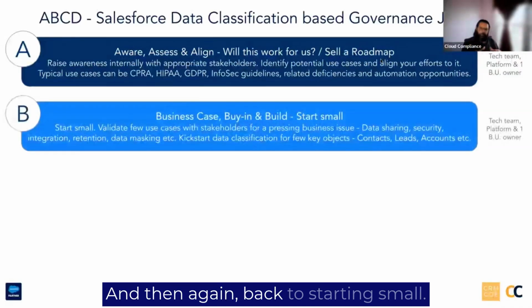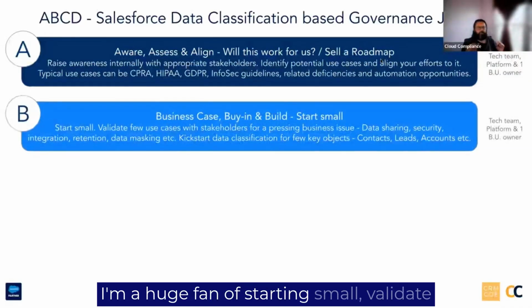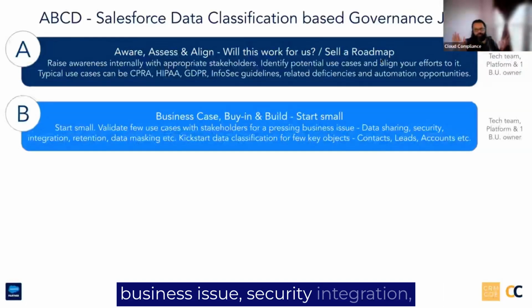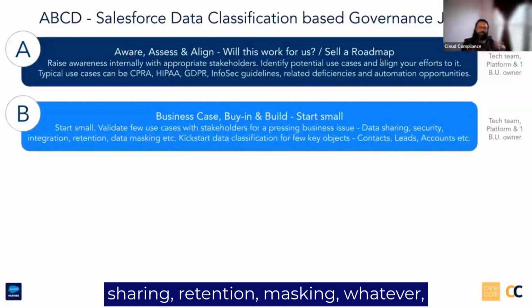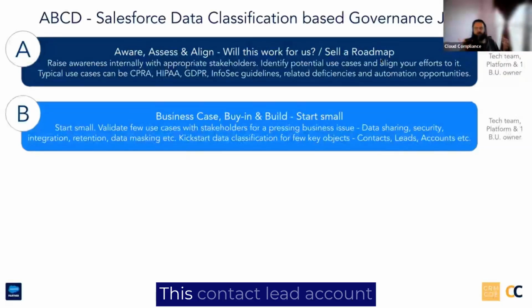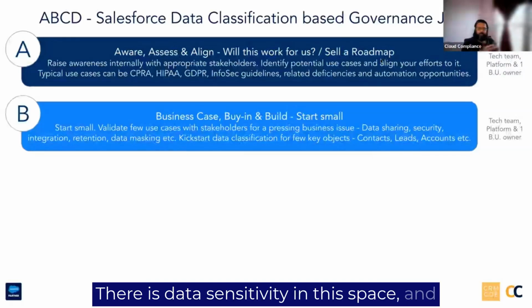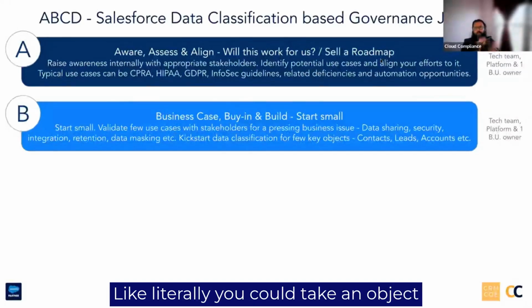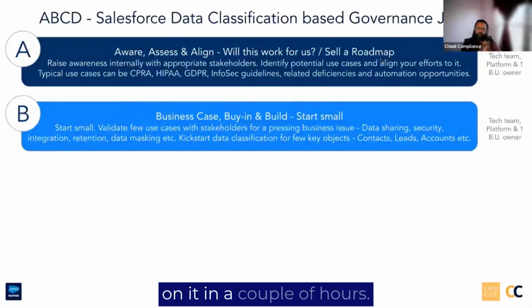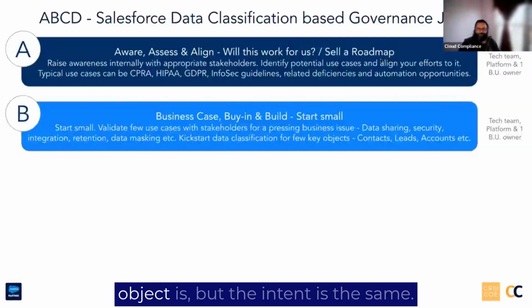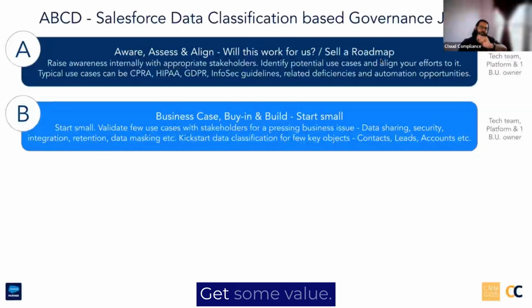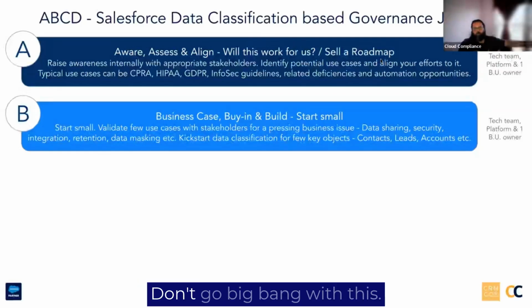And then again, back to starting small. I'm a huge fan of starting small, validating a tiny few use cases, finding a compelling business issue: security, integration, sharing, retention, masking, whatever. Kickstart something, do something, right? This contact, lead, account is my favorite example. There is personal data here, there is data sensitivity in this space. And a lot of these things are not huge efforts. Like literally, you could take an object and apply a data classification on it in a couple of hours. Again, depending on how big your object is. But the intent is the same. Very small, incremental stuff, get some value, make sure this is worth doing. Don't go big bang with this.